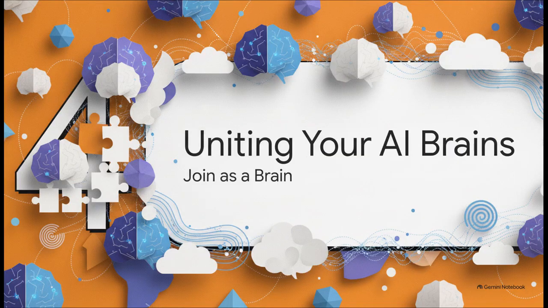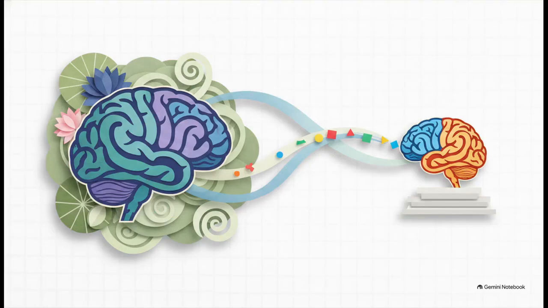And finally, Section 4, uniting your AI brains. This is where we really expand our consciousness beyond the boundaries of just your single local machine to create a beautiful global network of shared intelligence. This is the Join as a Brain feature. It allows the effortless expansion of your local presence to global machines. And the absolute lack of friction here is truly a breath of fresh air.